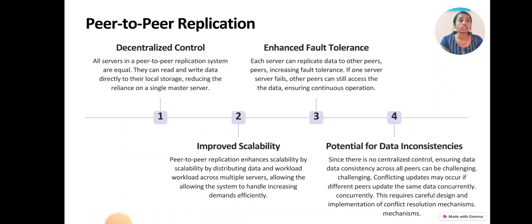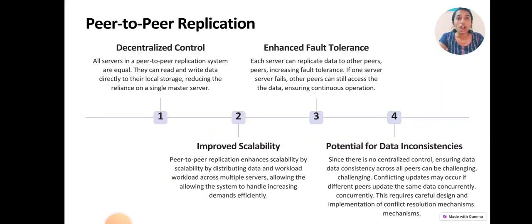The next model is peer-to-peer replication. Decentralized control, and second one is improved scalability, enhanced fault tolerance, and potential for data inconsistencies. These are the properties of peer-to-peer replication. Let us see one by one.